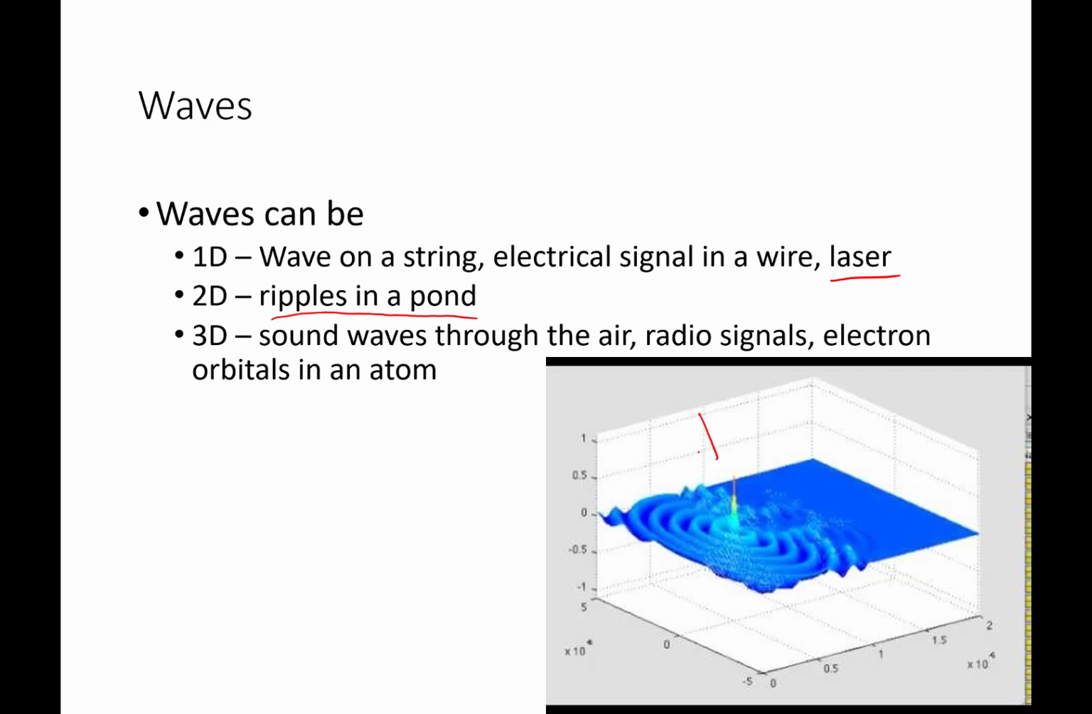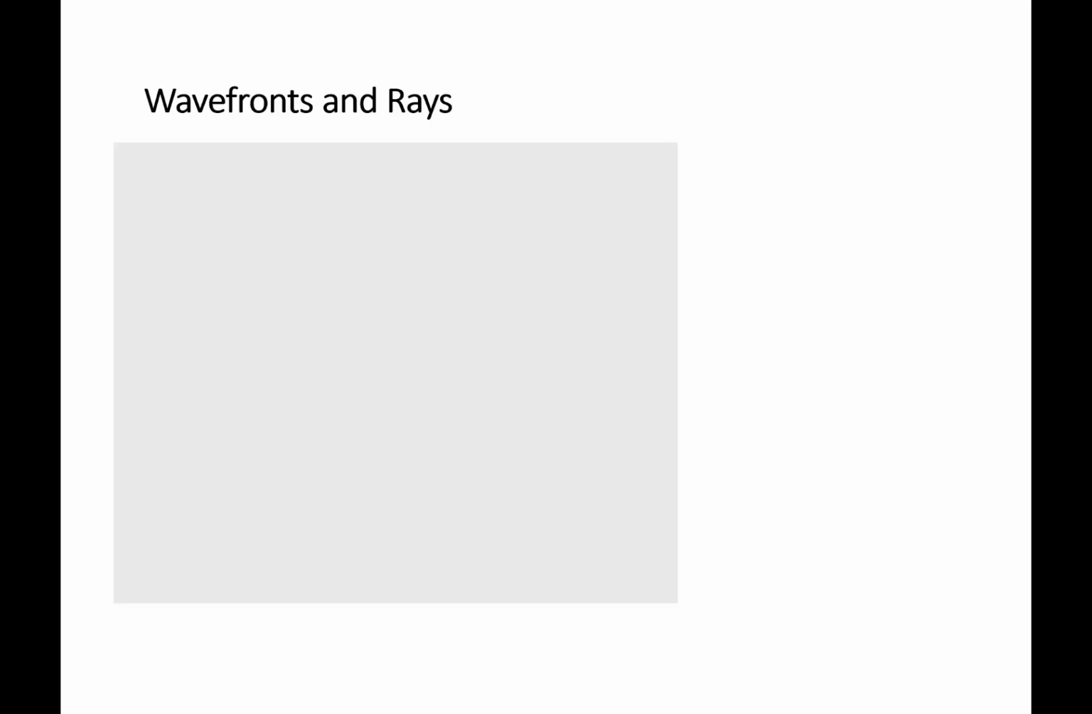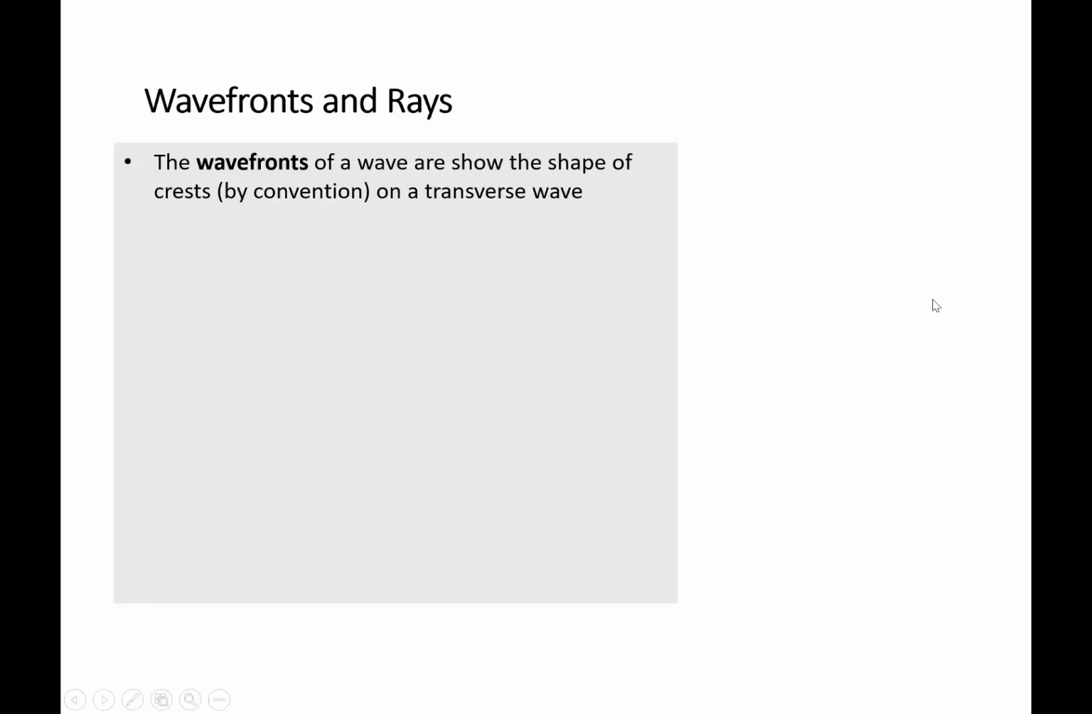Here's an example of a 2-dimensional wave right here. This would be an oscillation in maybe the surface of a pond, and you can see how the waves spread out and they form these almost circular shapes around our initial oscillation. The wavefronts of a wave show us the shape of the wave, and on a transverse wave that is the crests.